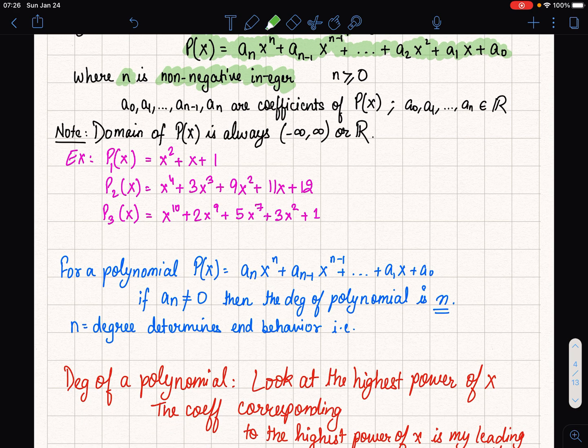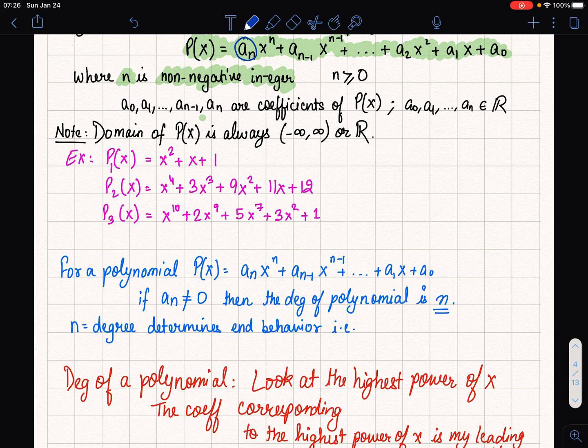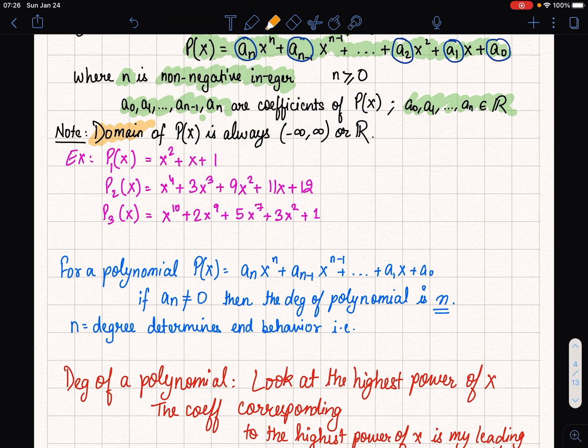Now comes a0, a1, an minus 1 and an, that is these terms. These terms are known as the coefficients of p of x, and these terms are always real numbers. Please note that the domain of a polynomial function is always negative infinity to infinity, or all real numbers.